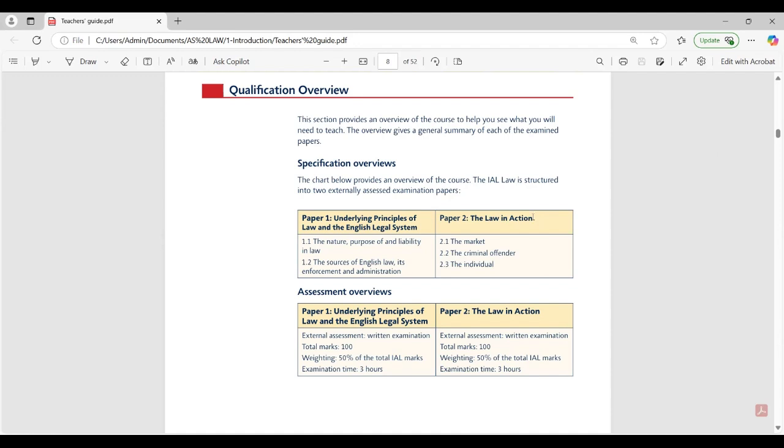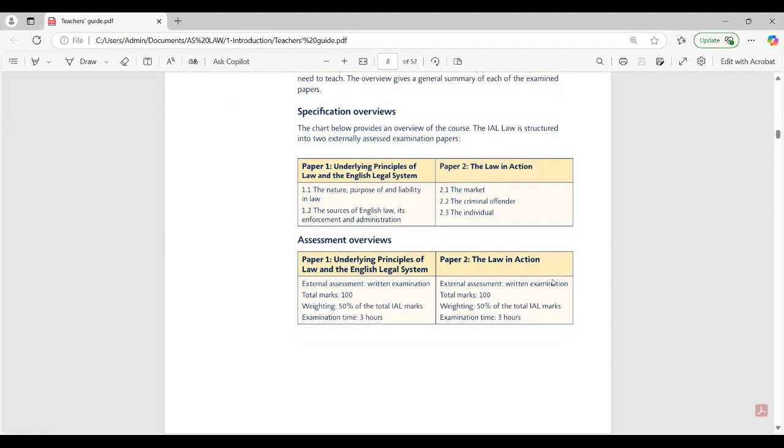For now, you need to know that there are two papers which you have to write at the end of the 2 years, and both papers carry 100 marks. Paper 1, the total mark is 100. Paper 2, the total mark is 100. Each paper will weigh 50% of the total advanced level examination marks, so your final mark is going to be a combination of the 2 marks you get for the 2 papers. Both papers are for 3 hours each, and both are written examinations.